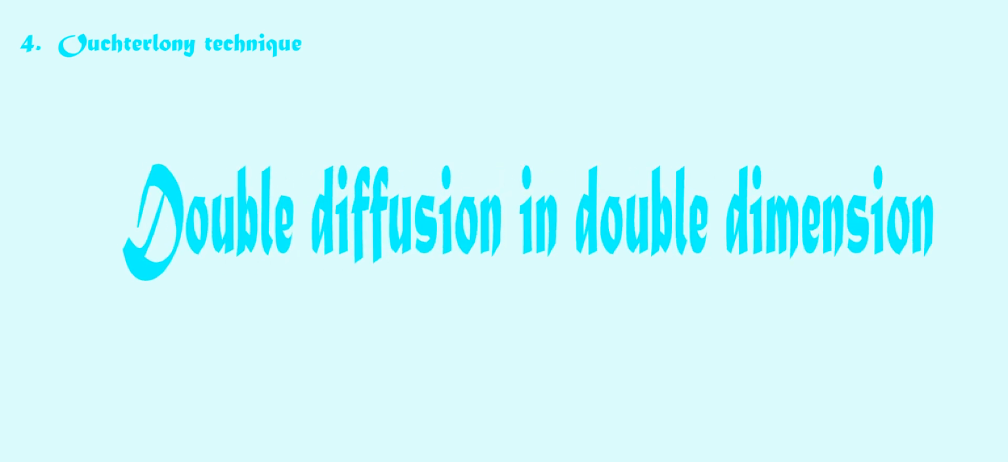4. Ouchterlony technique. Double diffusion in two dimensions. In this technique, the gel is at first poured on a Petri plate and one well is made at the center, and around the central well, multiple wells are made. In the center, antibody solution is poured and antigen solutions are poured in other wells. It is then kept for incubation for 1 or 2 days in a moist chamber. The antigens and antibodies both diffuse towards each other in 2 directions, that is horizontal and vertical.